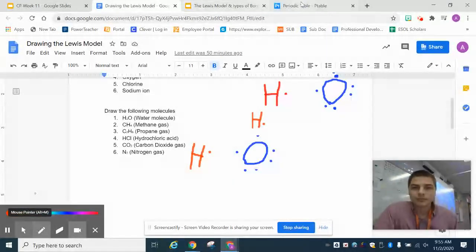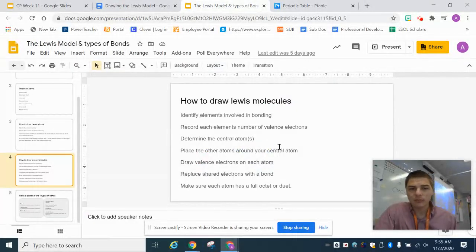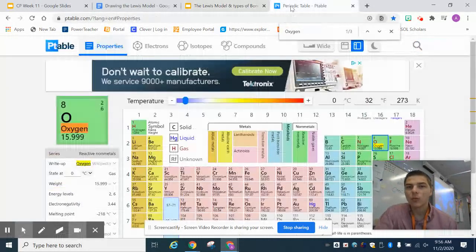Once we've got the other atoms drawn around our central atom, we'll draw the valence electrons, which I just did, and then we'll replace shared electrons with a bond. If we remember, every atom wants to be like the noble gases. So oxygen, which has 6 valence electrons, wants to have 8 valence electrons like neon. And hydrogen, which only has 1 valence electron, wants to have 2 like helium.